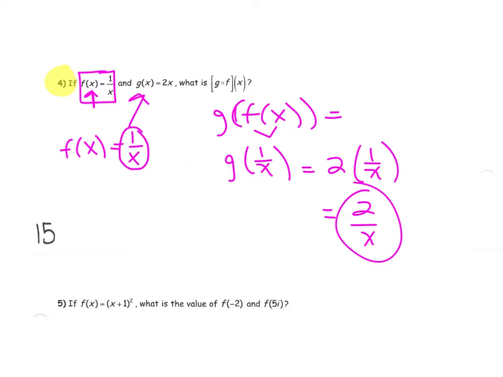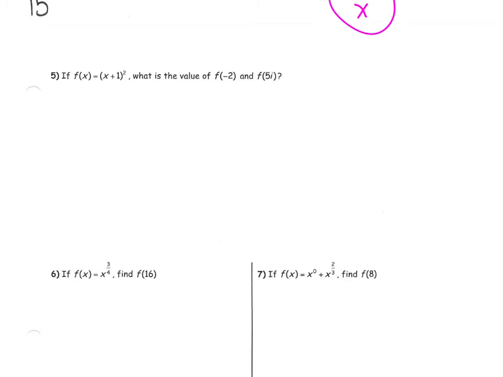All right, let's keep moving along. Let's go over to page 16. So we're going to do question 5 together. So let's take a look here. So we have f of x is equal to x plus 1 quantity squared. We want to find the value of f of negative 2 and then f of 5i. We're just going to do f of 5i for our purposes, just because I think you guys can figure out the other one. I want to recall your knowledge on complex numbers. So let's just do f of 5i. If you want to, for practice, you can do the other one, but I'm not making it required.